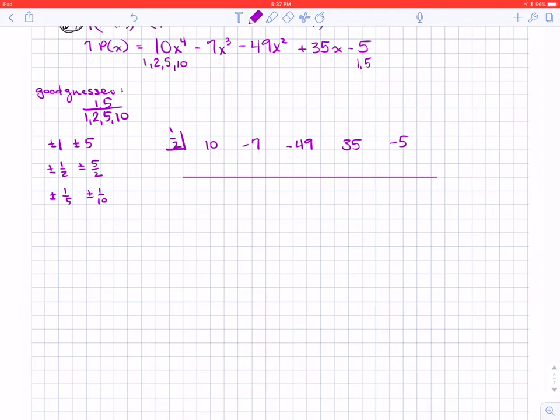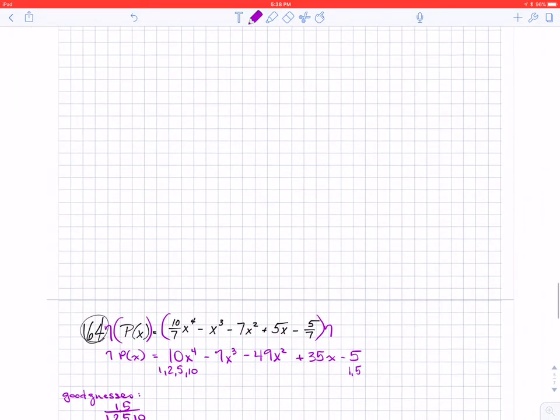All right, so bring down your leading coefficient of 10. Half of 10 is 5. Add, you have a -2. Half of 2 with a negative is -1. Add, you've got -50. Half of 50 with a negative is -25. Add, you have 10. Half of 10 is 5. And we have a remainder of 0, which is exactly what we wanted.